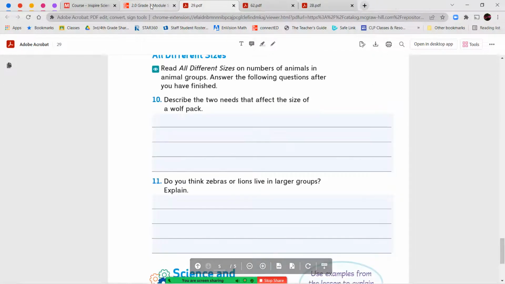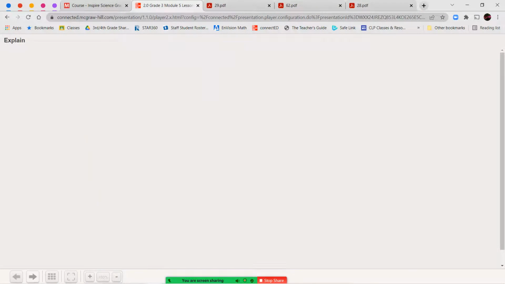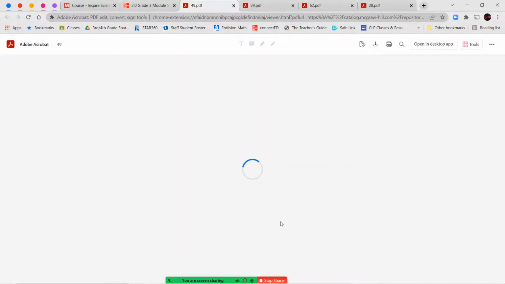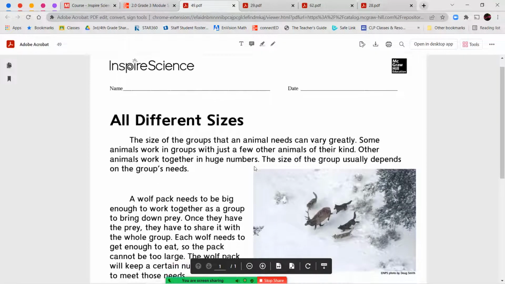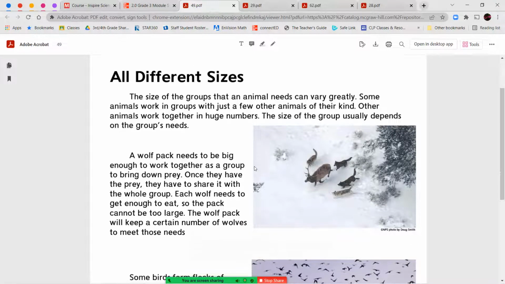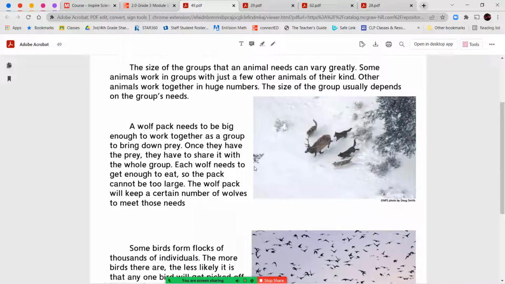So let's go ahead and hop into our next handout, and that's titled All Different Sizes. The size of the group that an animal needs can vary greatly. Some animals work in groups with just a few other animals of their kind. Other animals work together in huge numbers. The size of the group usually depends on the group's needs.